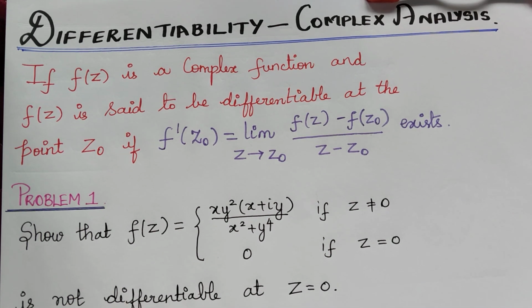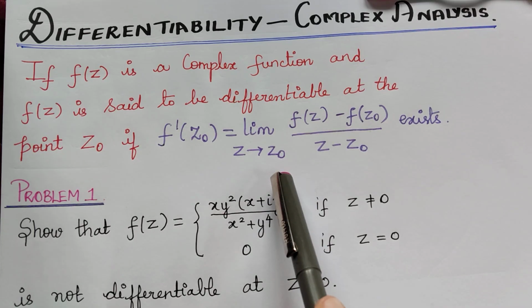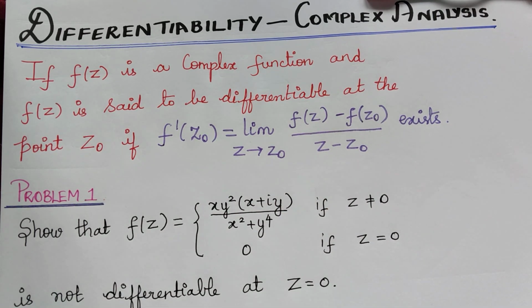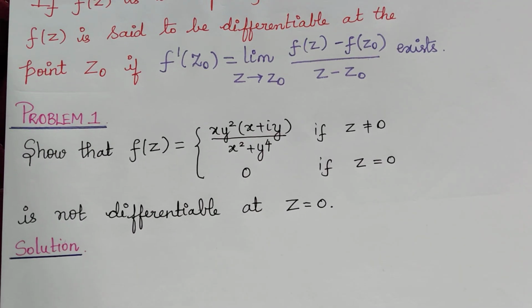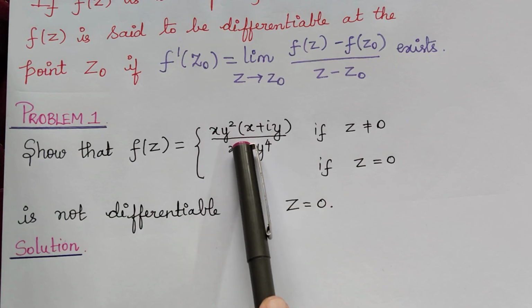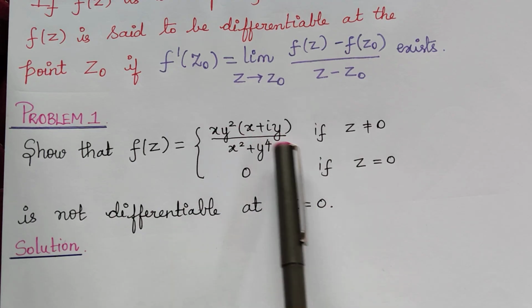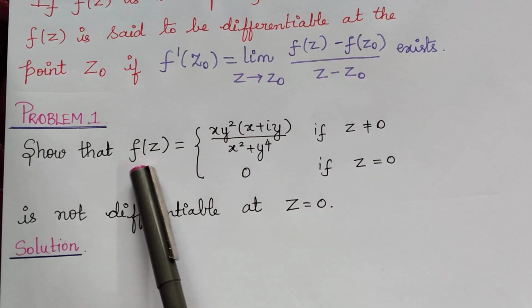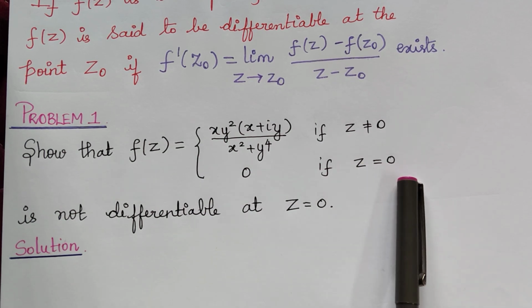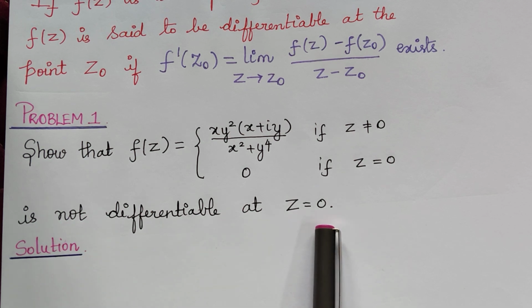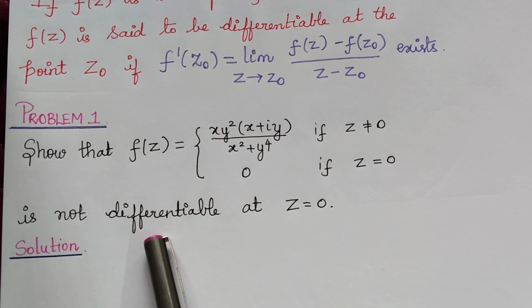Now, in order to prove that a function is differentiable, we have to check whether this limit exists for that function. So now here we have a problem which says: show that if f of z is equal to x y square multiplied with x plus i y divided by x square plus y power 4, if z is not equal to 0, and 0 if z is equal to 0, then this function is not differentiable at z equal to 0. Now we have to show that this f of z is not differentiable.